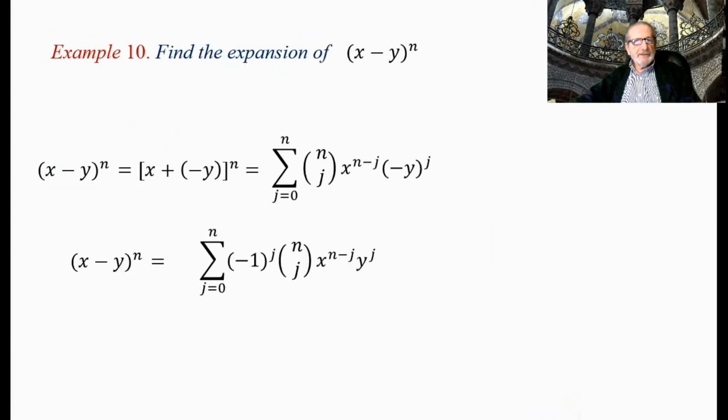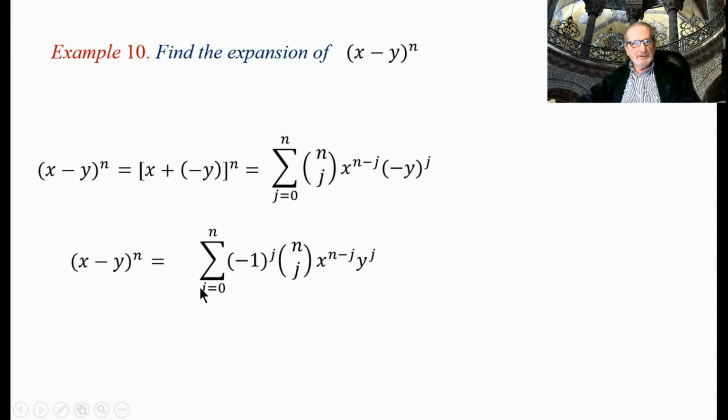Example 10, find the expansion of x minus y to the power n. Now I'm introducing some negative numbers. So you use the same formula, the same binomial theorem. I can write x minus y to the power n as x plus, and I put minus y in parentheses, to the power n. Then this is the binomial theorem, and you get minus y to the power j. So minus y to the power j, n choose j, x to the power n minus j. Technically it's the same as the binomial theorem, except all the terms are alternating.